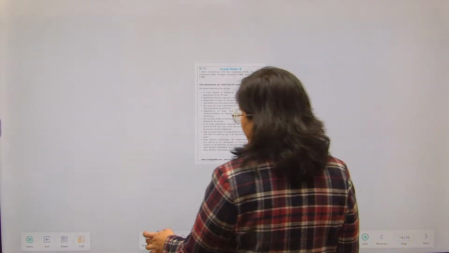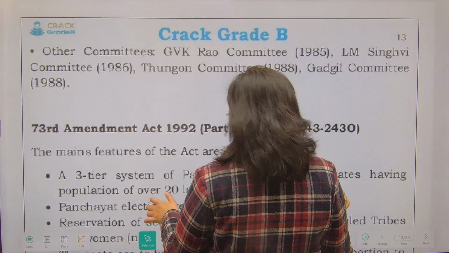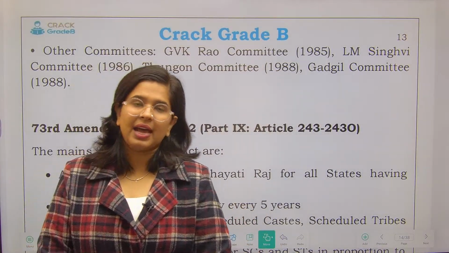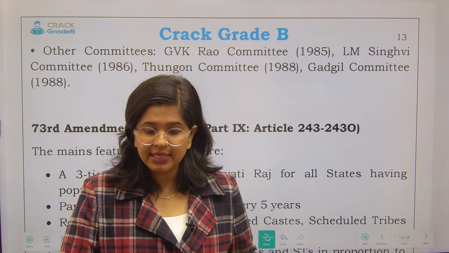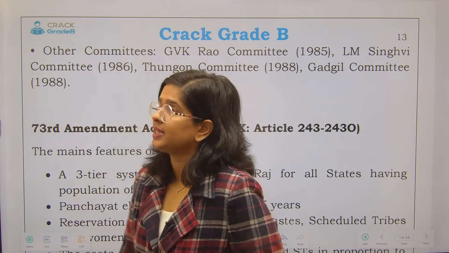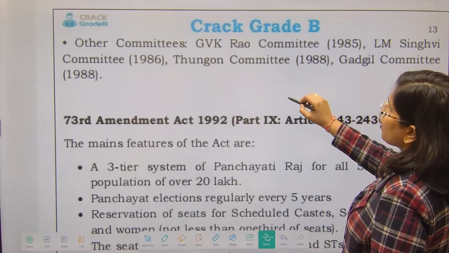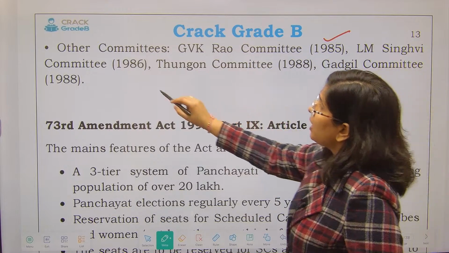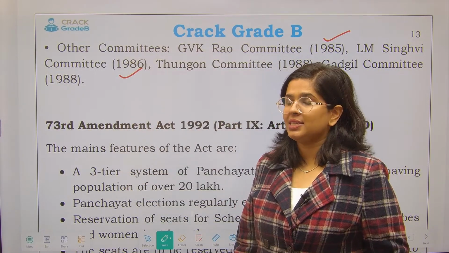And then there were some other committees as well. Why have we not talked about their recommendations? Because the original work has been done by the 73rd as well as the 74th amendment, so there is no need to read about the recommendations these committees provided. Like the GVK Rao Committee formulated in 1985, Singhvi Committee 1986, Thungon Committee 1988, and then the Gadgil Committee 1988. What is important is to remember the chronological order in which these committees were formulated.